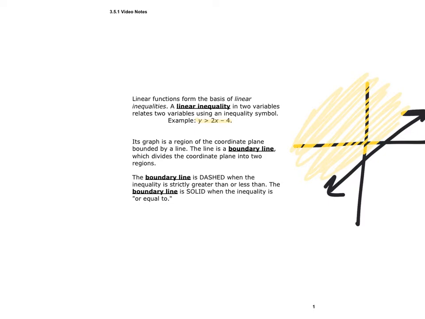The boundary line is the line that divides the coordinate plane into two regions. So this right here is known as your boundary line. We'll call it the BL, boundary line.